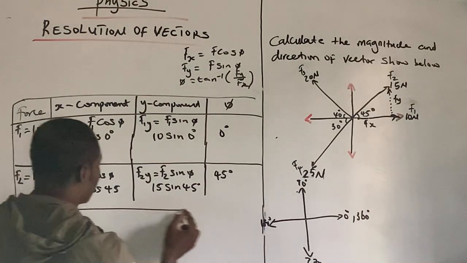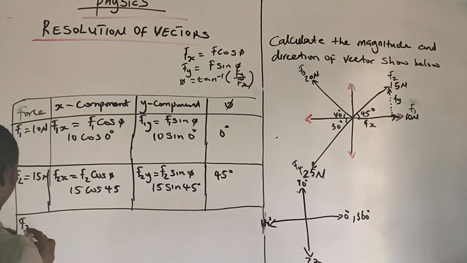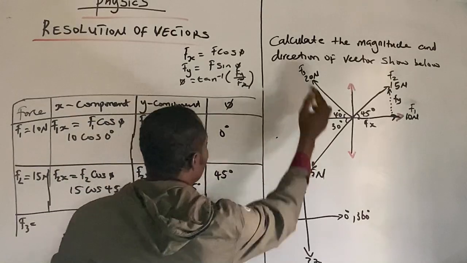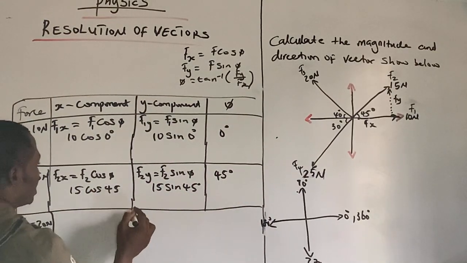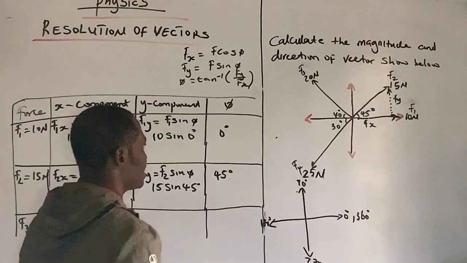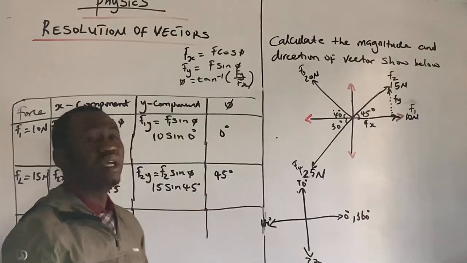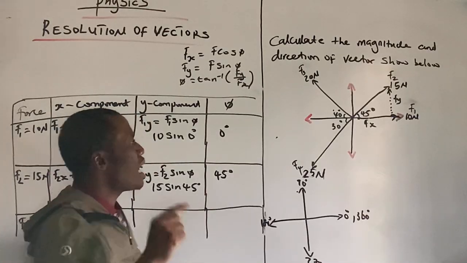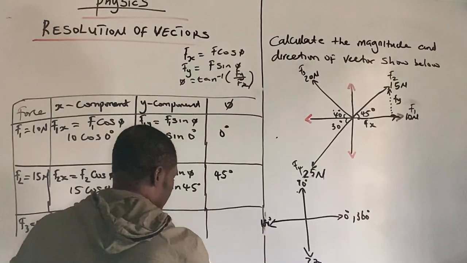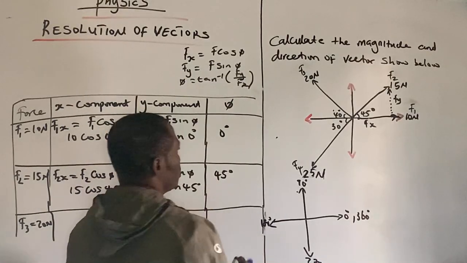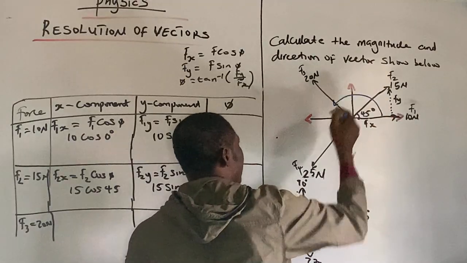Now we're moving to the next one. The next one is the third force, F3. F3 is equal to 20 Newton. So we have 20 Newton. Now for the 20 Newton, what is happening here is that this is my reference angle. 40 degree is my reference angle. But I want an angle relative to the positive x-axis. So what I'm going to be doing is, let me use another pen to illustrate to you. I want an angle that is relative to the positive x-axis.